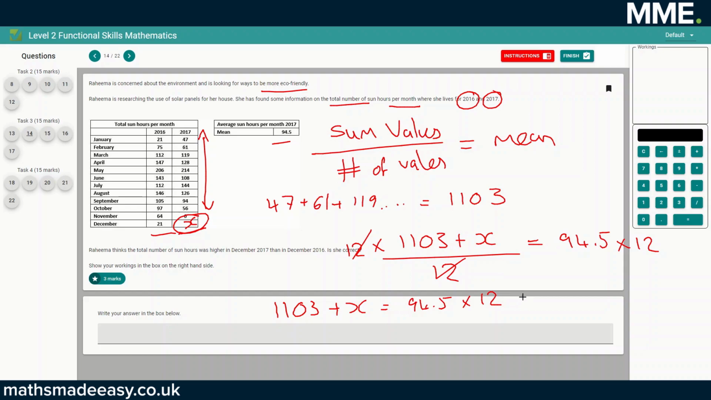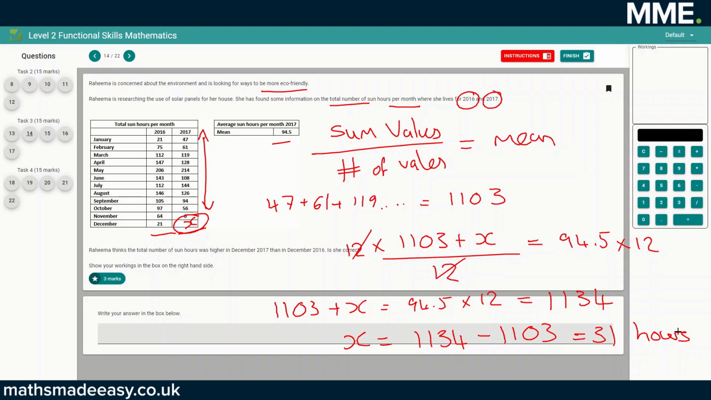Then we work out that this value here is 1134, plugging it into a calculator, and hence to find X all we need to do is subtract this value from both sides. So we do X is equal to 1134 minus 1103. And that comes to 31 hours of sunshine in December.